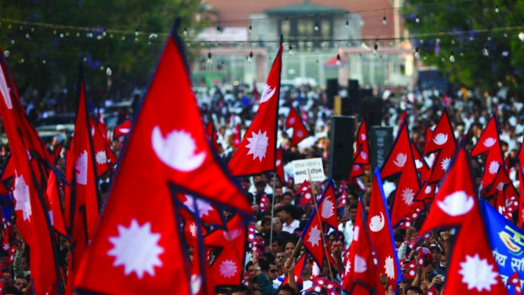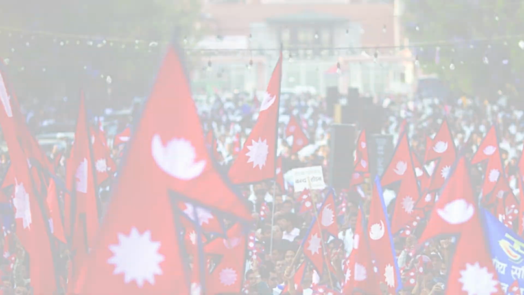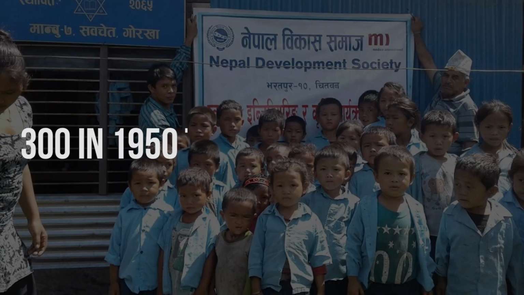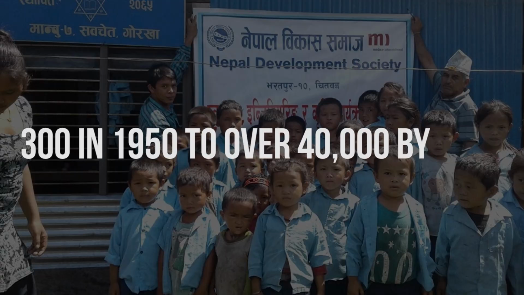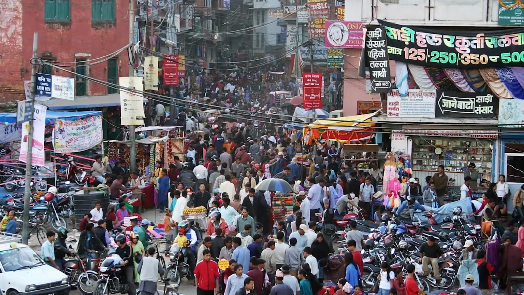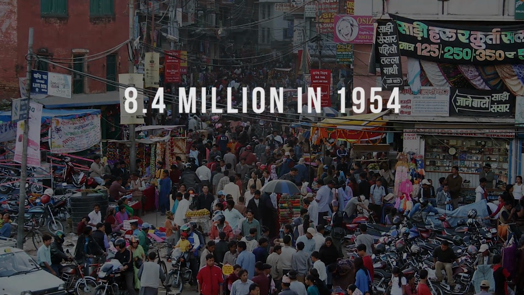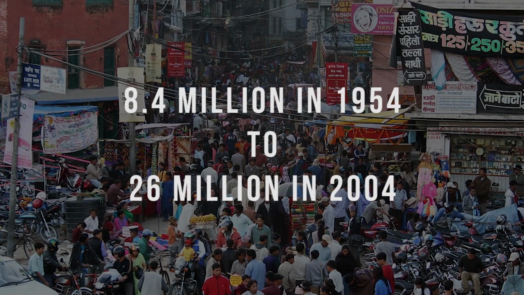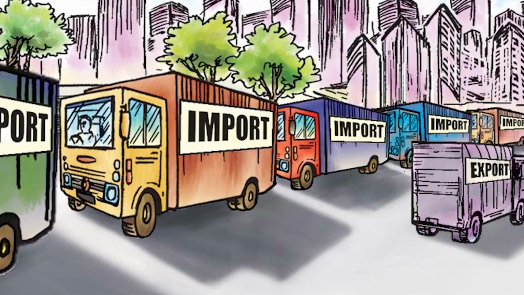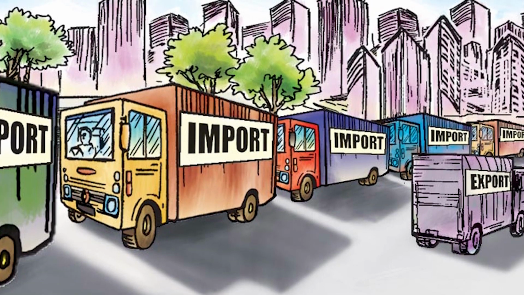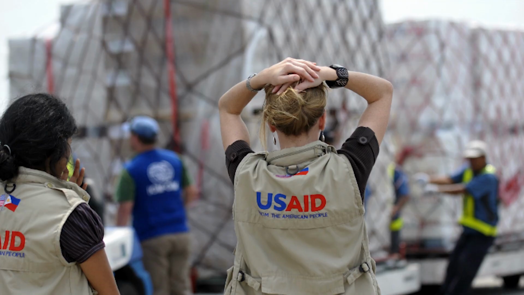During this time, there were impressive movements towards development, namely in education and road construction, with the number of schools increasing from 300 in 1950 to over 40,000 by 2000. But the relentless population growth, Nepal's population grew from 8.4 million in 1954 to 26 million in 2004, cancelled out many of these advances, turning Nepal from an exporter to a net importer of food within a generation.